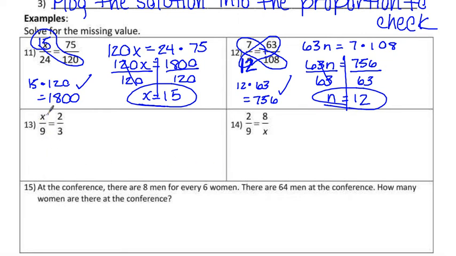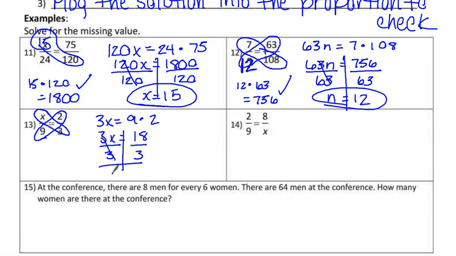Let's look at 13. Start with the x, multiply times the constant, so this will be 3x. Then I'm going to do 9 times 2. 3x equals 9 times 2 is 18. Solve the equation. 3 is the coefficient. 3 times x, inverse is divide by 3. I'm left with x equals 18 divided by 3 is 6.